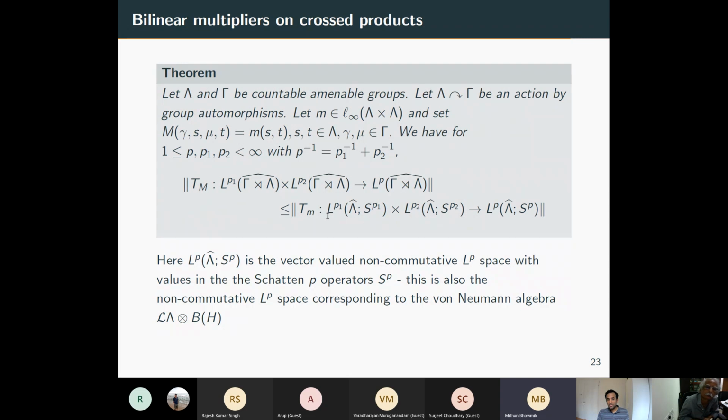which is bounded above by the norm of the Fourier multiplier, now not acting just on this group lambda, but really it's a vector valued Fourier multiplier. So these spaces are the vector valued non-commutative LP spaces with values in the Schatten P operators. So in other words, this is the non-commutative LP space corresponding to the von Neumann algebra L of lambda tensor product with all bounded operators on some Hilbert space.